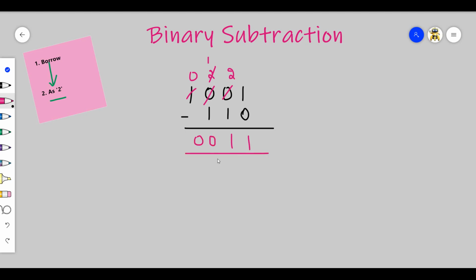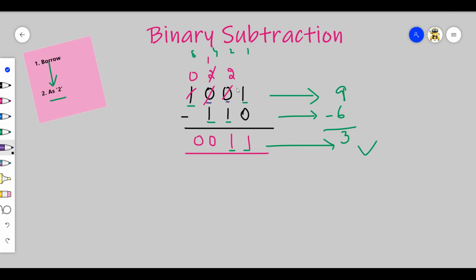Now let us convert into decimal just to make sure we got the right answer. So what is the decimal equivalent of this? Let me write the weights 1, 2, 4 and 8. So this will be 8 plus 1 gives me 9, and 4 plus 2 gives me 6. So 9 minus 6, what is the answer? 3. So this is 2 and this is 1. 2 plus 1 is 3. So I got the right answer.